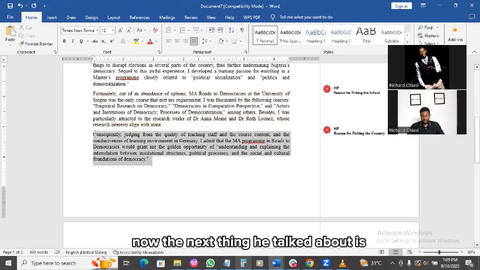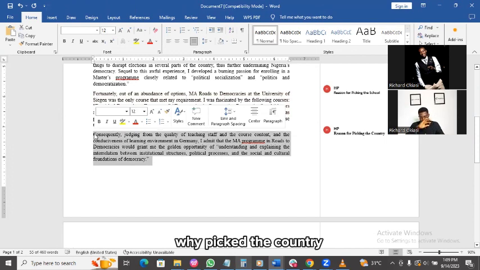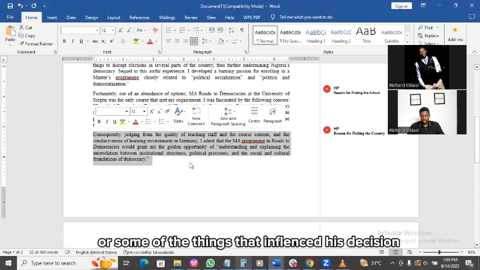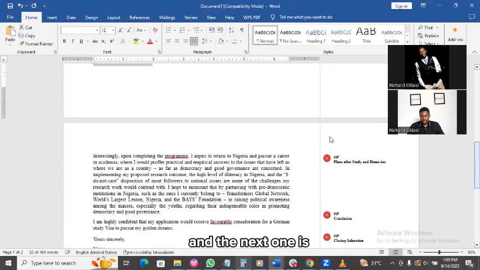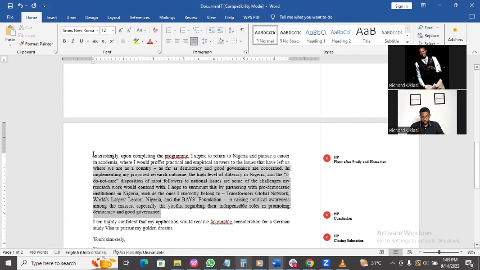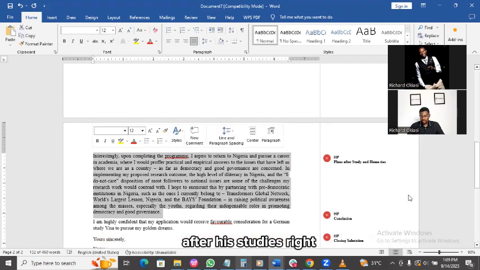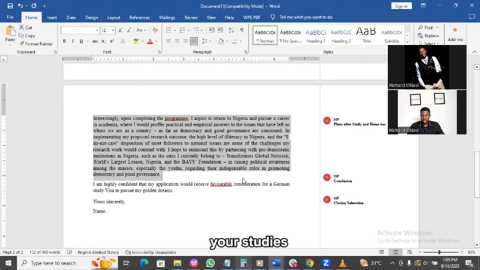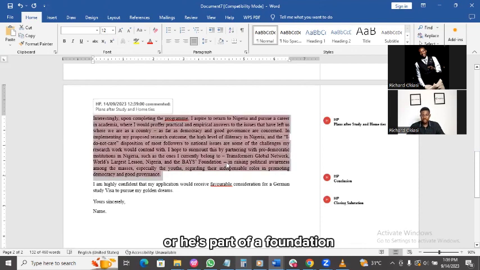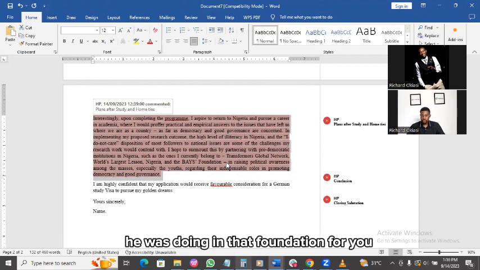Now, the next thing he talked about is why he picked the country, or some of the national factors that influenced his decision. So there you have it. And the next one is what he plans to do after his studies, right? You remember when I said you need to talk about what you plan to do after your studies, and he also tied it down to his activities in Nigeria, where he is part of a foundation, and he looks forward to coming back and continuing the good work they are doing in that foundation.